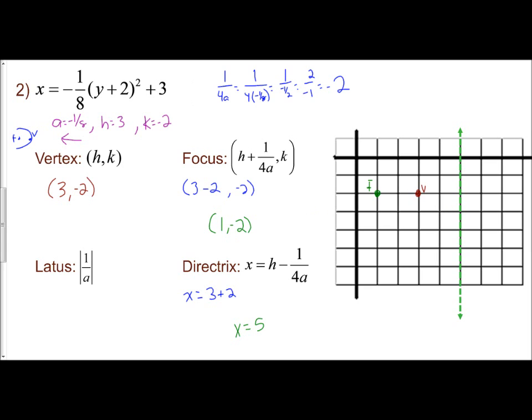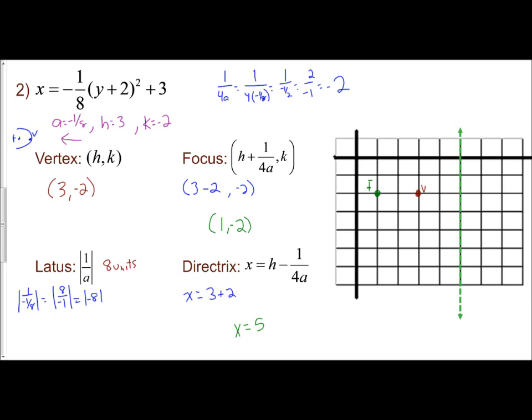Now I'm going to have to do the length of the latus rectum. The absolute value of 1 over a, so the absolute value of 1 over -1/8. The 8 flips to the top, so absolute value of 8 over -1, which is -8. So the absolute value of -8 is +8. So the length of the latus rectum is 8 units.